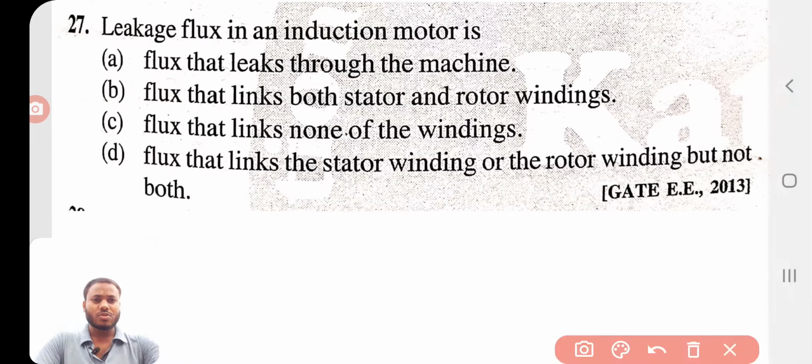This question also came in the GATE examination 2013. So the right answer will be number D, flux that links the stator winding or rotor winding but not both. If the flux does not link both windings, then this flux is known as leakage flux. That's why the right answer is number D.